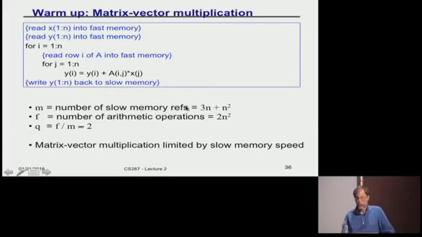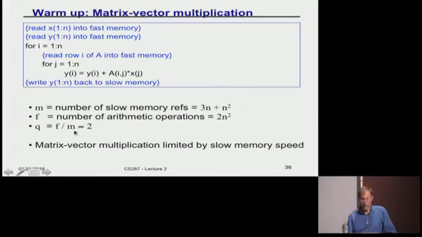So what is the total number of slow memory references? I've read x once, I've read y once, and I've written y once, so that's 3 times n. And I've read A once, that's n squared. And that's pretty much a lower bound, right? I've read everything once, and I've written everything that I had to once. So I'm not going to do better than that. How many floating point operations have I done? Well, 2n squared, easy to count.